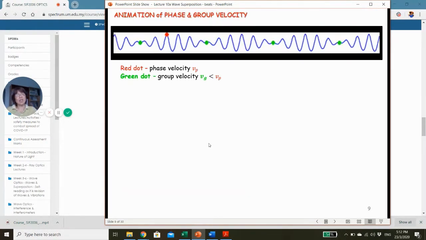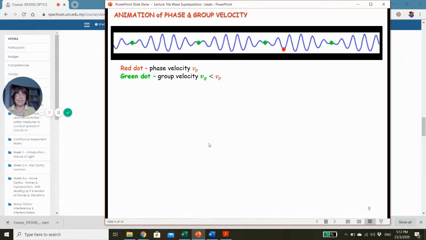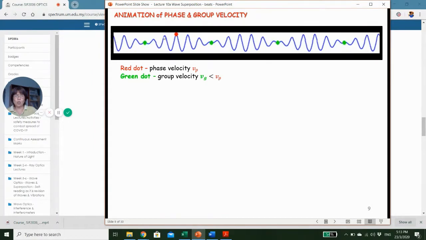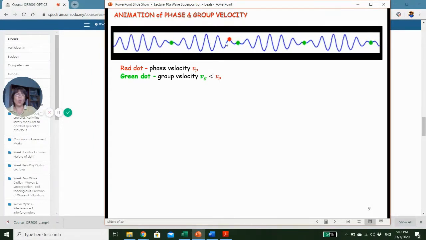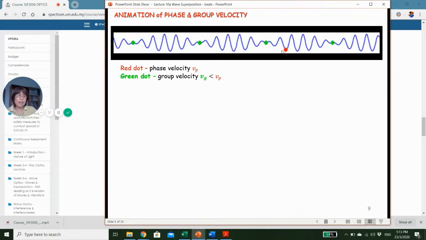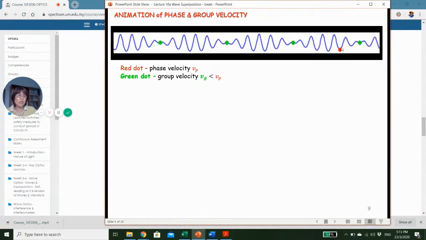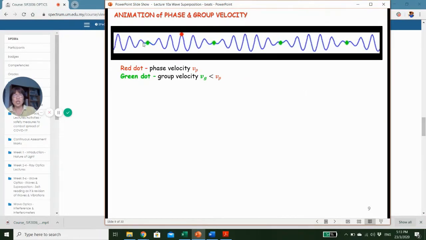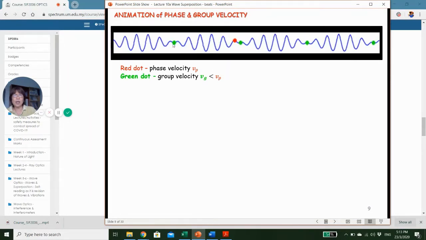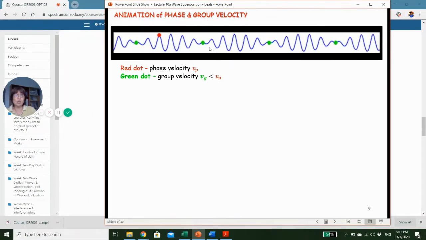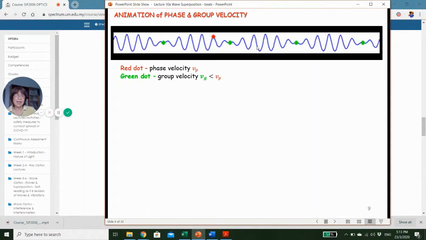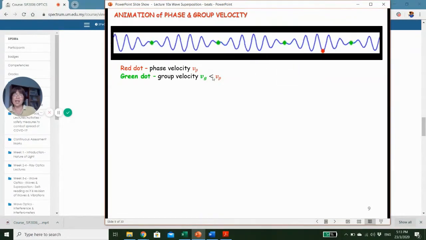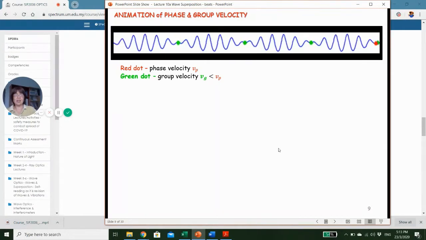Here is an animation to give you an idea of phase and group velocity. The red dot is following that carrier wave. See, it just follows that wave as it travels through space. The green dot is always at that 0 point. That is going to denote the group velocity. In this case, you will see that the group velocity, the green, is less than the phase velocity.